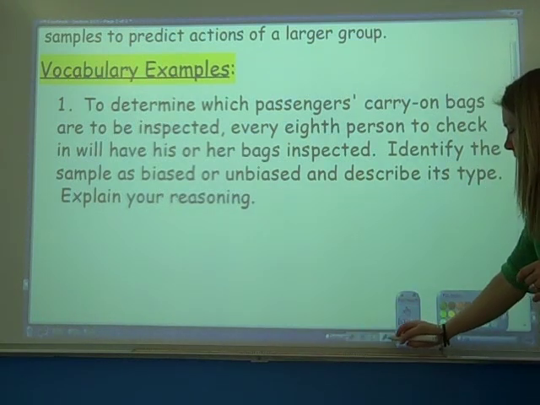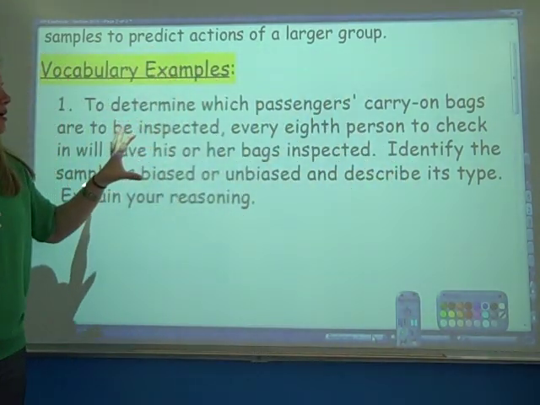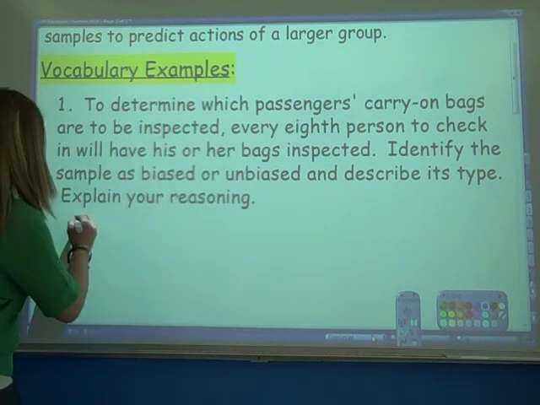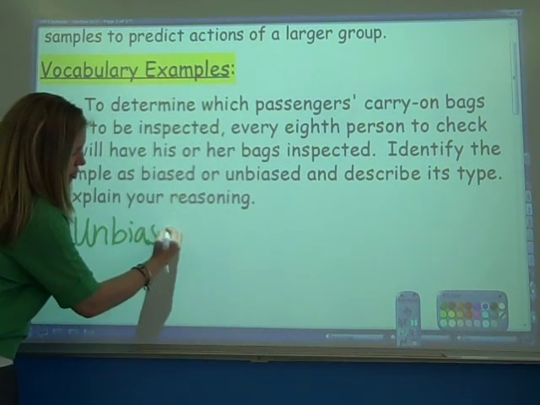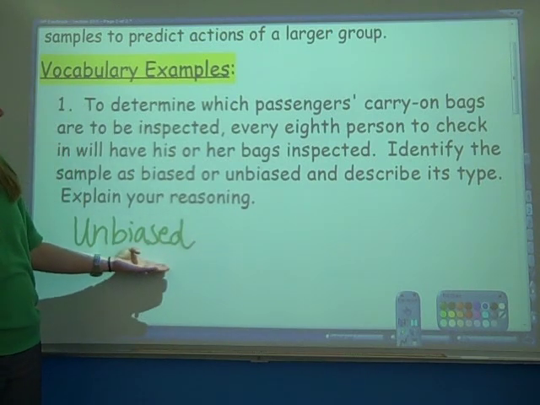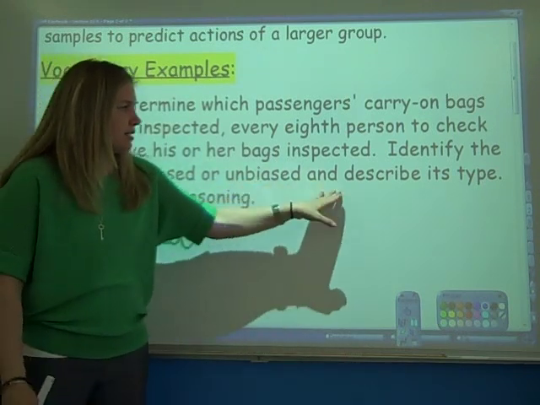Explain your reasoning. Okay, first we have to decide, does everybody have a shot of being selected? Is it biased or unbiased? This is unbiased. Everybody has a chance of being selected to have their luggage inspected. So unbiased is our first answer.